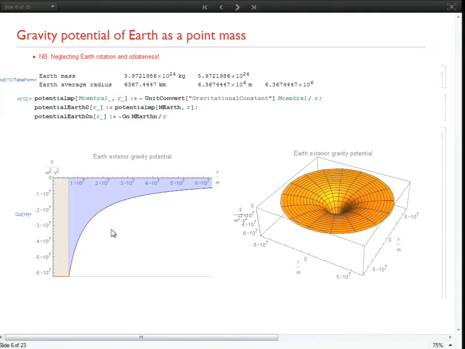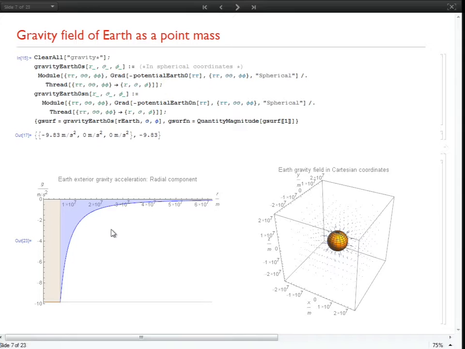The gravity field is just the negative gradient of the potential field. There are two or three Mathematica functions which are supposed to calculate the gradient of this potential function. And if you evaluate it at the Earth's surface, you just get the usual figure of about minus 9.8 meters per second squared acceleration.